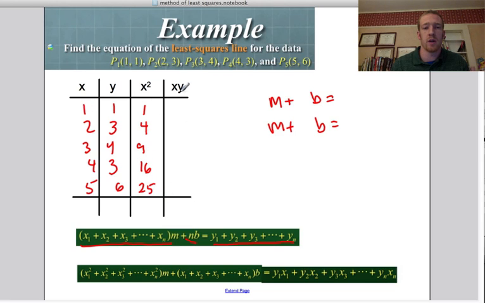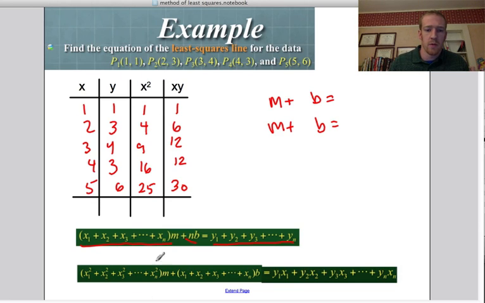Alright, now we do the product of x and y for each point. 1 times 1 is 1. 2 times 3 is 6. 3 times 4 is 12. 4 times 3 is 12. And 5 times 6 is 30. Alright, now we sum these columns. So you're going to have to make the chart and sum the columns.